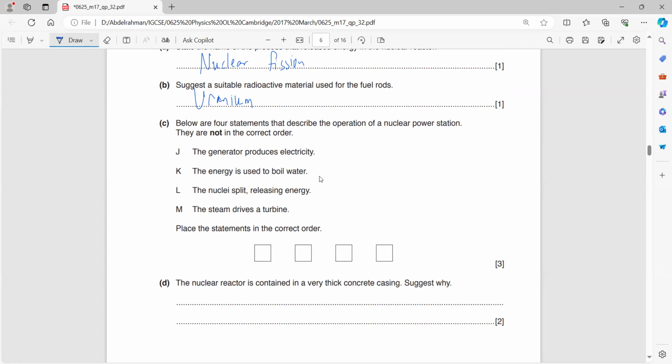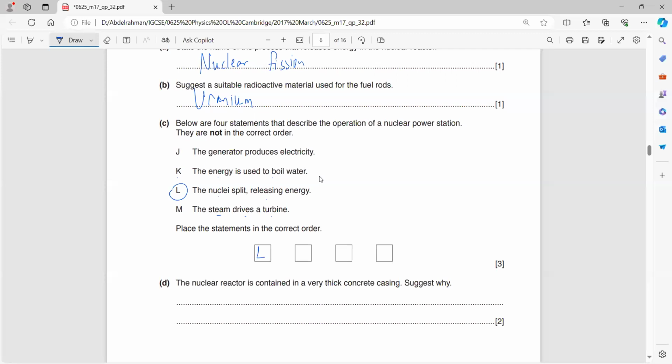I think producing the electricity is the last one, right? It should be the last one. The energy is used to boil the water. The nuclei split, releasing energy. The steam drives a turbine. It's quite obvious that L is the first one. A lot of you have said that L is the first one, which is correct.